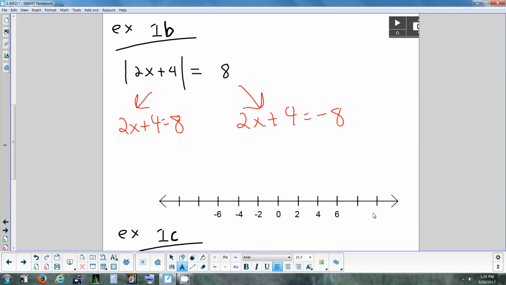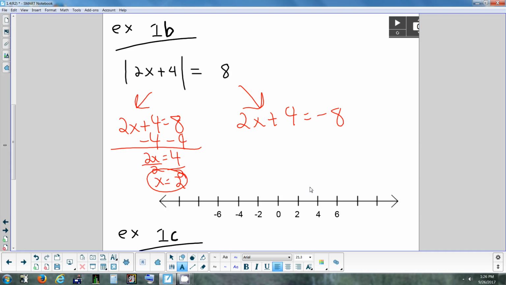What's my first step going to be in this one? You need to subtract 4 from itself, and from the 8 as well. What do I get? You get 2x equals 4. Last step, you need to divide by 2. X equals 2. Excellent.